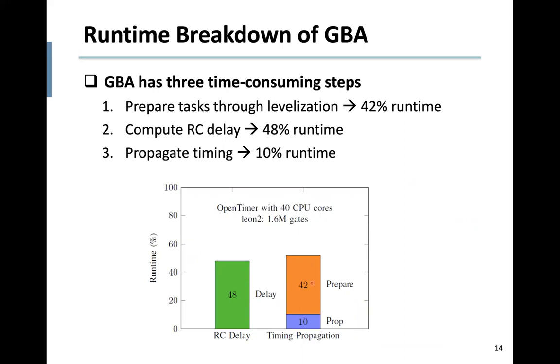The next critical part is the preparation step, or to levelize the circuit graph into a 2D level list so we can propagate the timing level by level without breaking the dependency. This step takes about 42% of the runtime, which is very huge. And this is because we need to traverse the entire circuit network and figure it out.